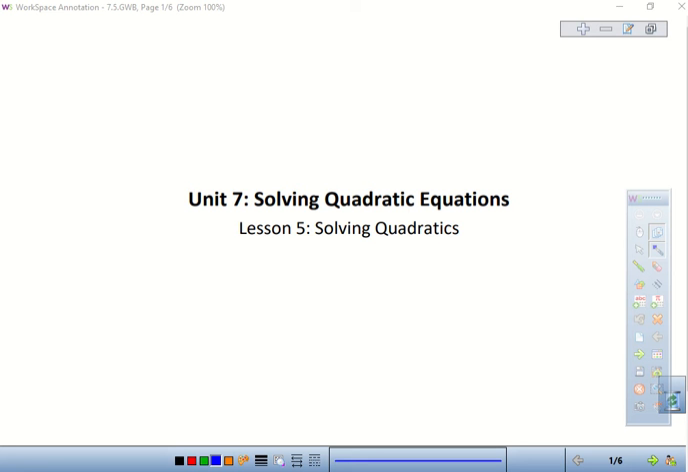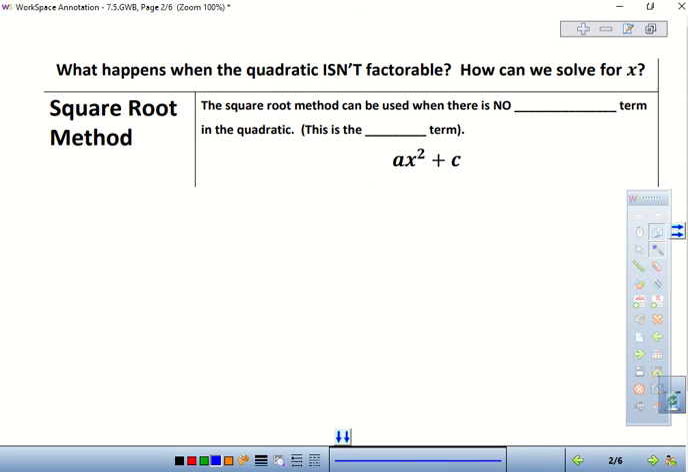Today we're going to be doing Unit 7, solving quadratic equations, Lesson 5, which is solving quadratics. So we're going to be repeating a little bit of what we learned in the past. So what happens when the quadratic isn't factorable? How do we solve for x?